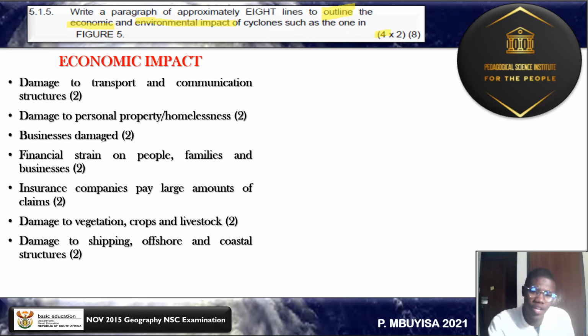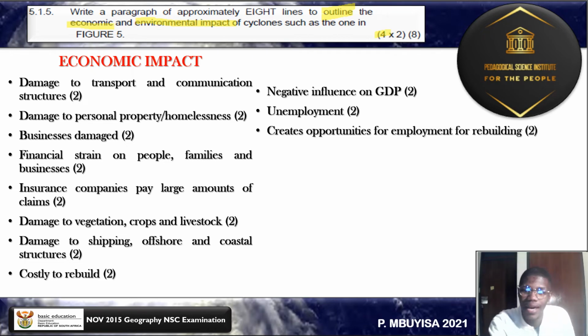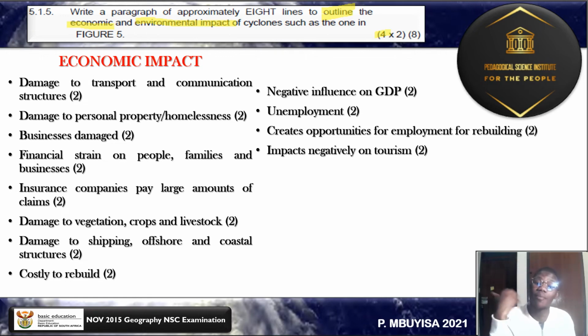Damages shipping, offshore and coastal structures, so bad for the export market. It is very costly to rebuild after a cyclone has occurred, and it thus has a negative impact on the GDP. Some businesses may be damaged, as we said, which means people may be unemployed. However, as much as it causes unemployment, a positive impact is that when the rebuilding process happens, that may create employment opportunities. That's a positive impact, right?